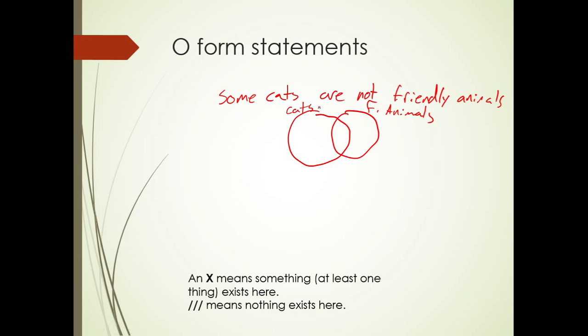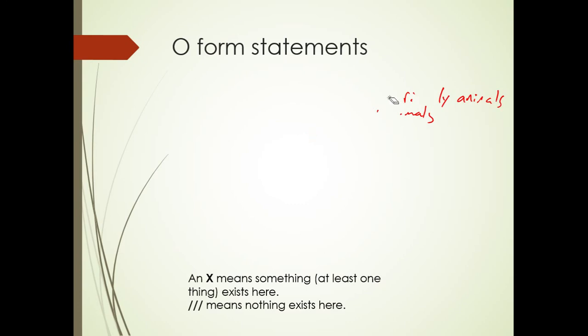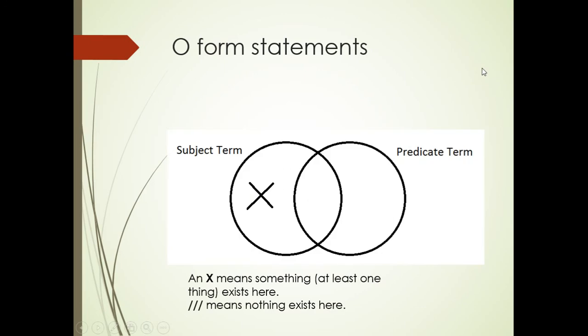So if you're saying some cats are not friendly animals, you want it to be over on the cat side, but not part of the friendly animal circle. And so you're going to put an X in space 1. And that's going to be some cats are not friendly animals. So the O-form statement would be represented with an X on the left, or in space 1.